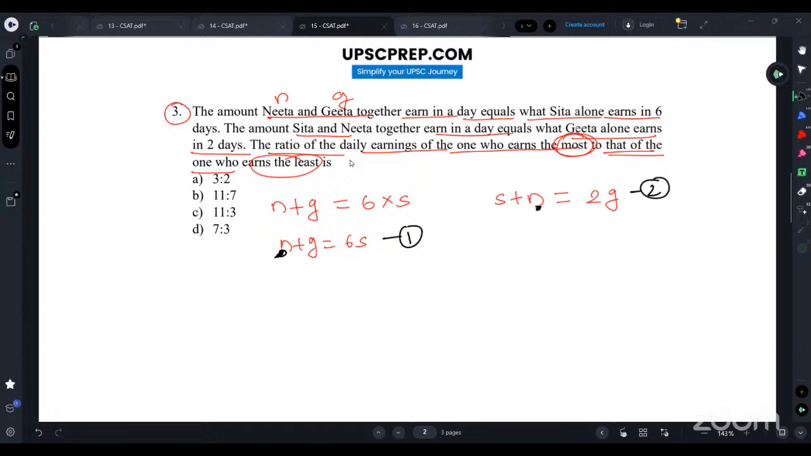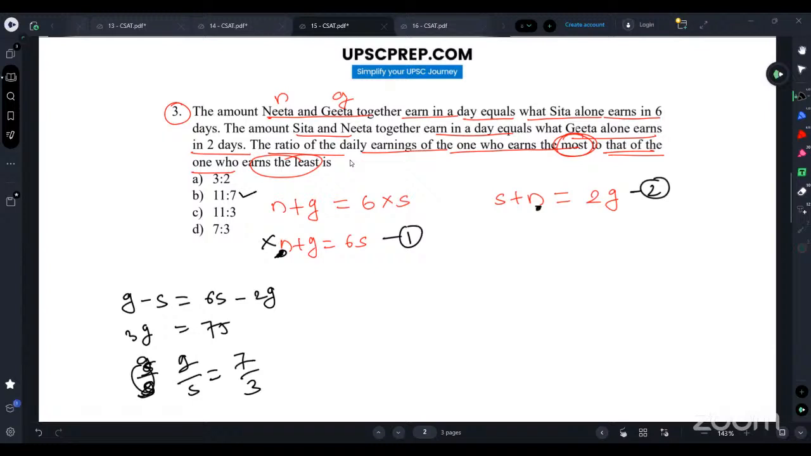So if I take equation 1 minus equation 2, that will be g minus n. G minus n will be basically 6s minus 2g, right? So this 7s will be equal to 3 times g. So what we have done is we have eliminated n, and we are getting the ratio of g by s as 7 by 3. But there is a possibility that 11 by 3 can also be the answer.